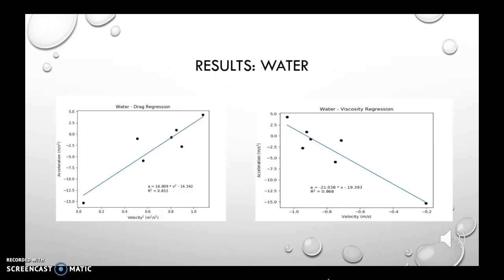So we begin with our discussion on the results for the water, and we see one of the big problems, which is that there are only about 7 data points across our entire set. That's just because it went too fast for the camera to catch. But even with 7 data points, we can see a pretty good linear fit for both the drag regression and the viscosity regression, though slightly better for viscosity.